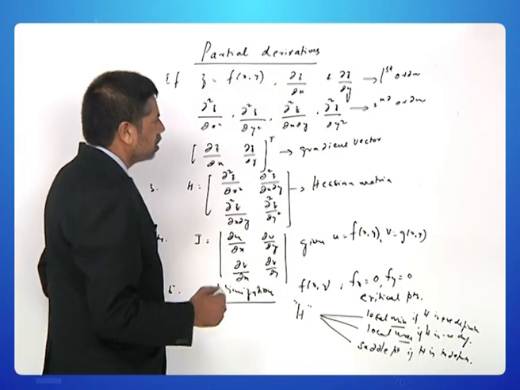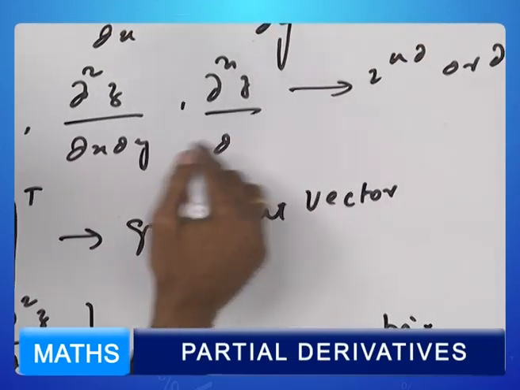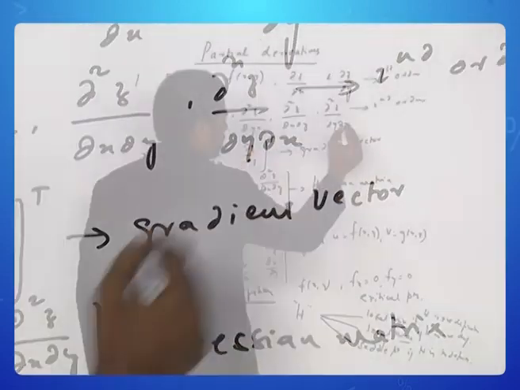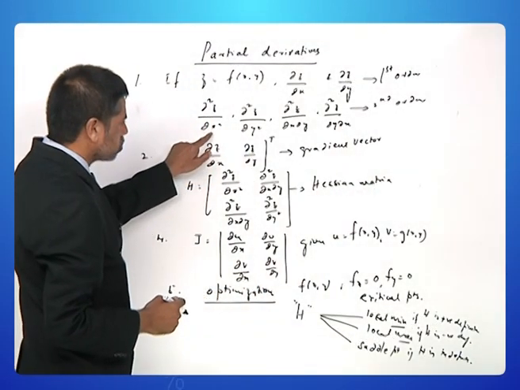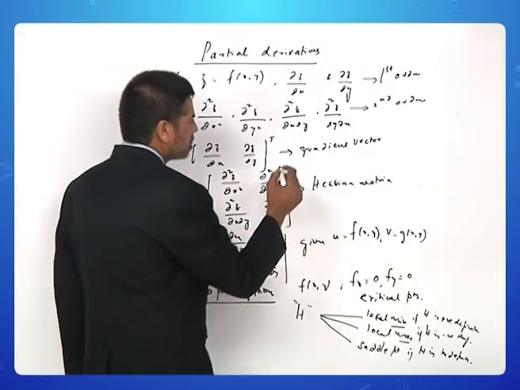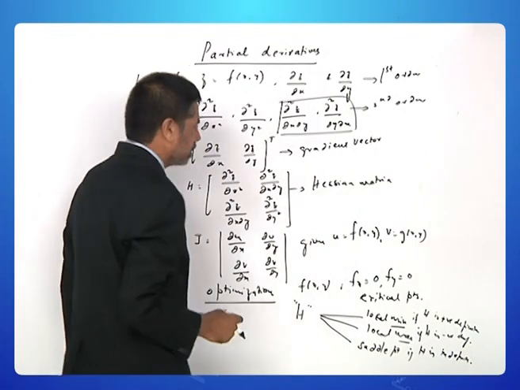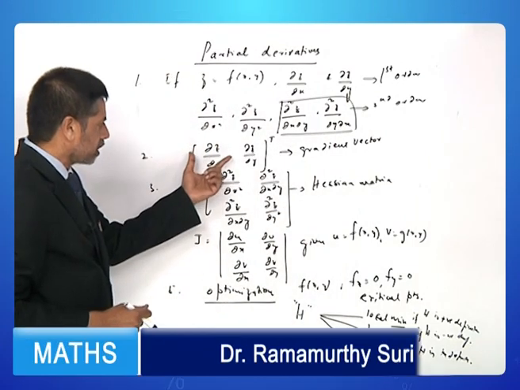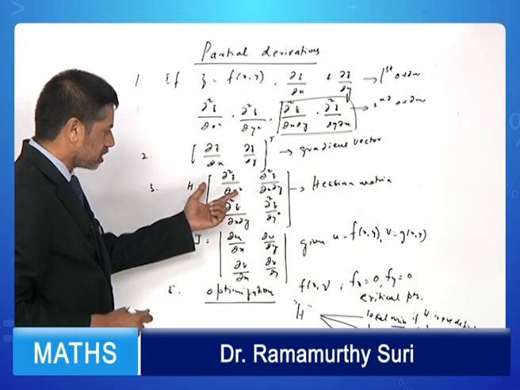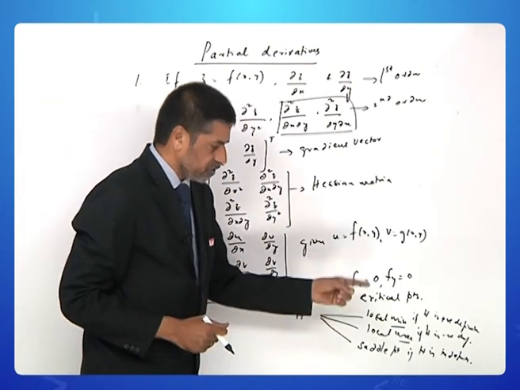However, there is one small correction here. This is ∂²z/∂x∂y, ∂²z/∂y∂x. So we have ∂²z/∂x², ∂²z/∂y², and two cross partial derivatives. But generally these two are equal under certain conditions. Then this is called the gradient vector. This is the Hessian matrix. This is Jacobian matrix. And these are the rules for function optimization.